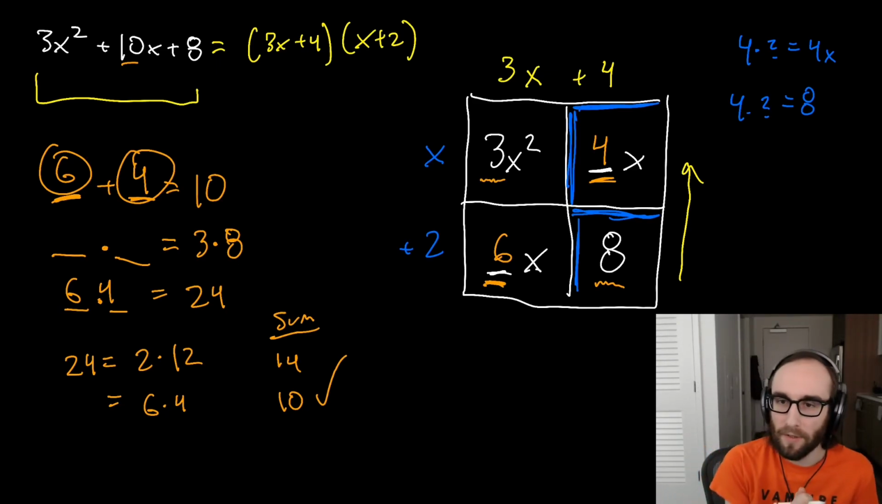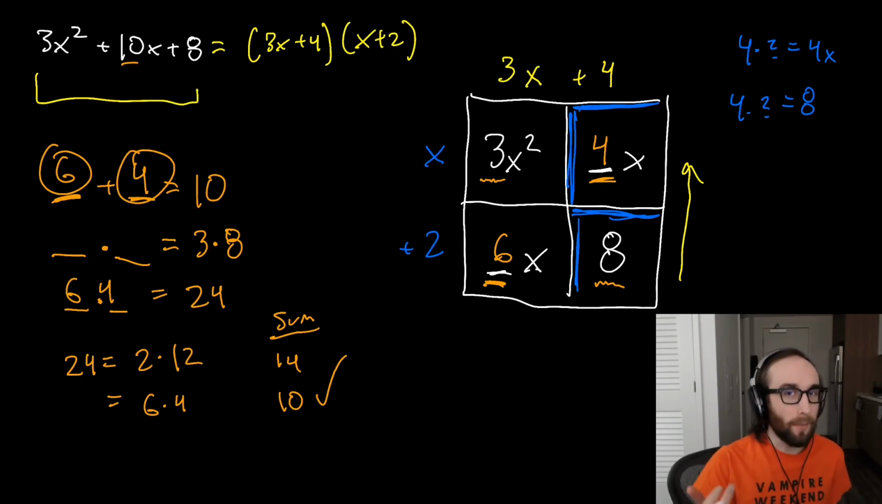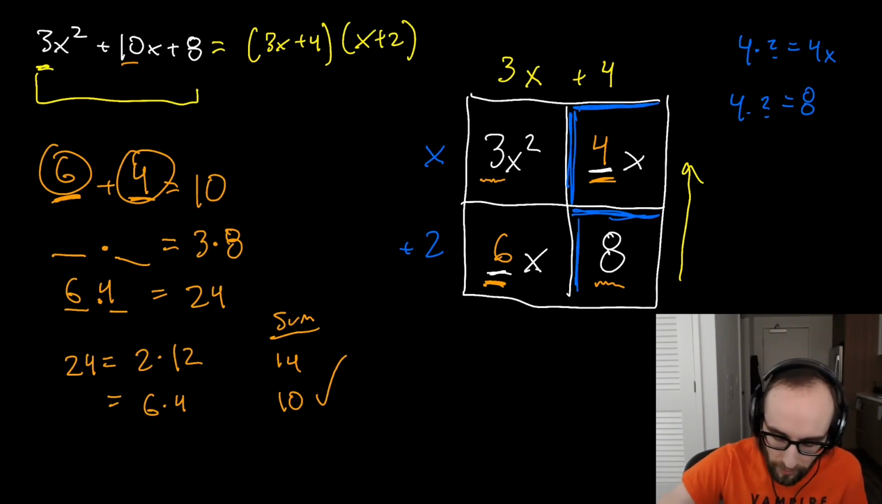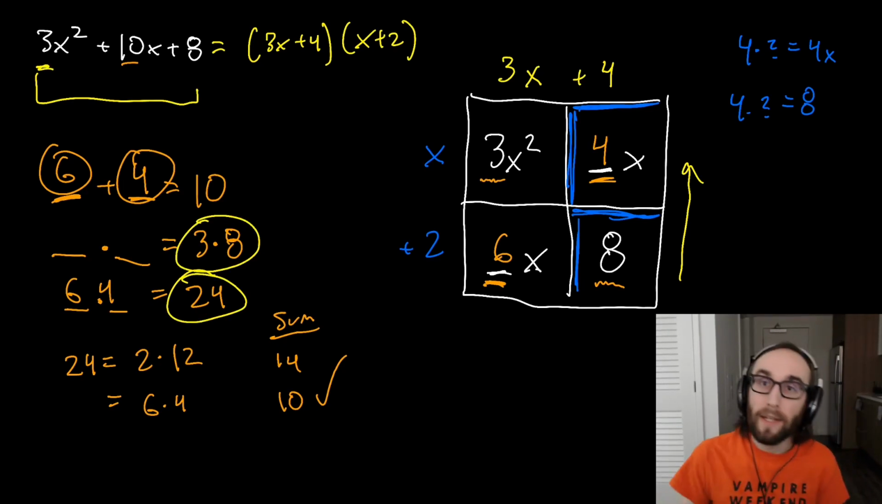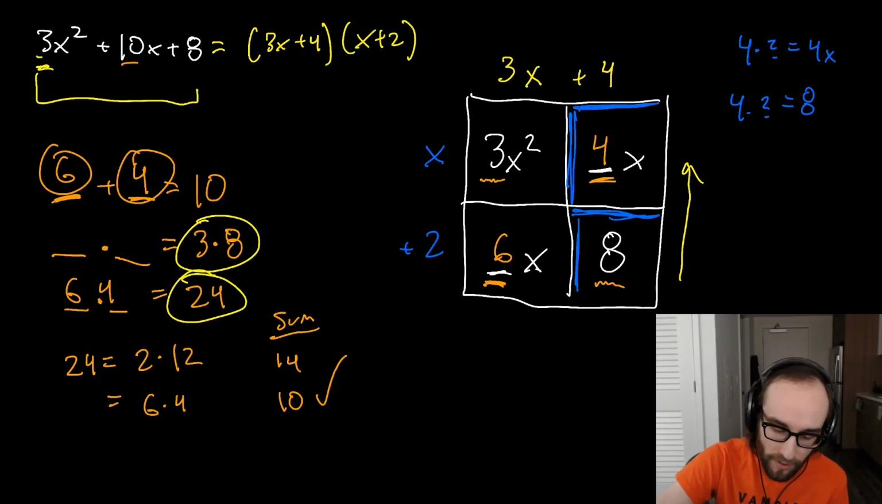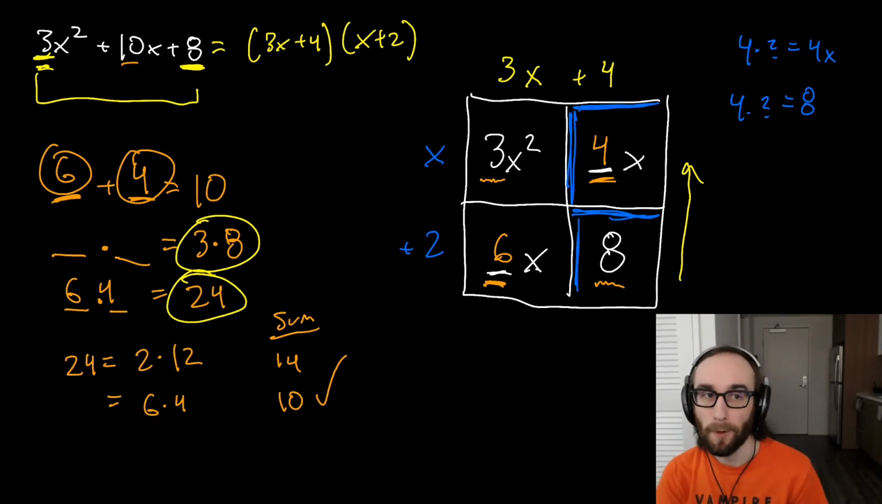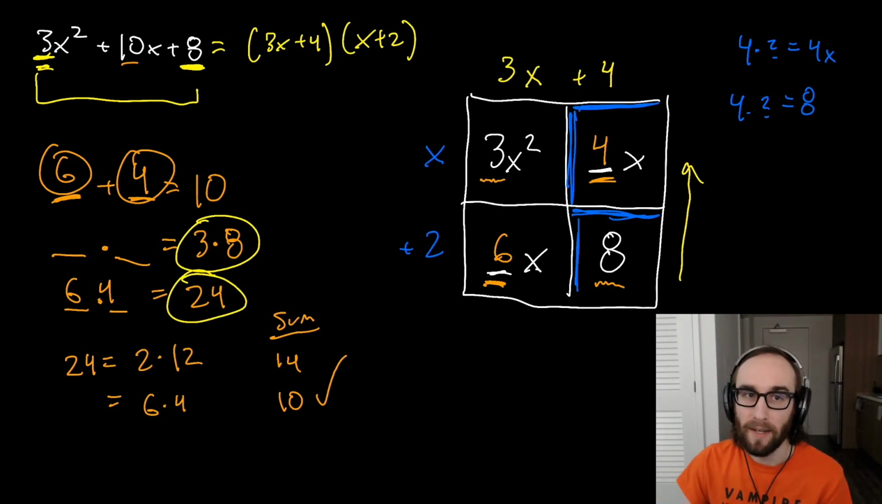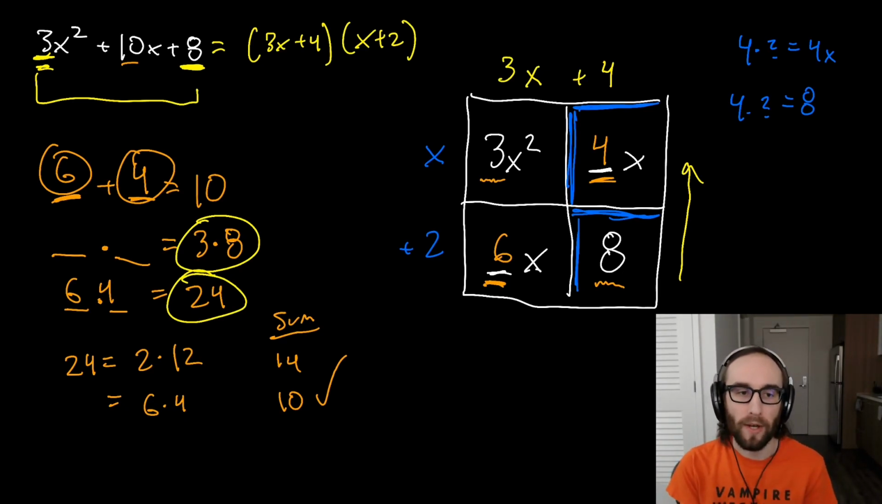So for all of these, we're setting up our area model. It's similar to if we had a coefficient of 1, except when we look at the product, we need to make sure that we multiply that first coefficient by the last number or constant. In this case, 3 times 8, 24. And that's what we're trying to multiply to.